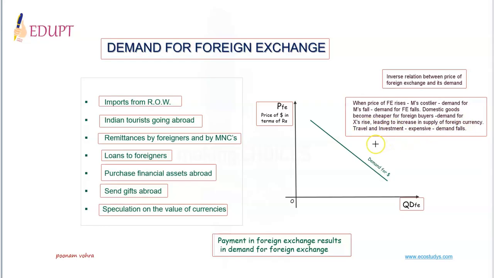It also makes traveling and investment to rest of the world very expensive, and hence demand falls. So, opportunity cost of holding foreign currency in terms of domestic currency tends to rise. Accordingly, demand for foreign currency tends to shrink. So there exists inverse relationship between price of foreign exchange and its demand.